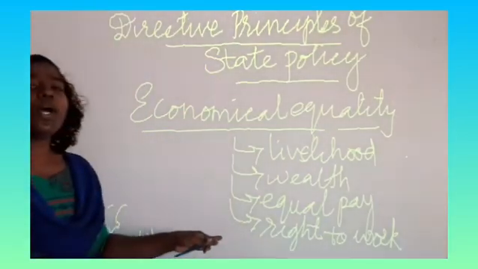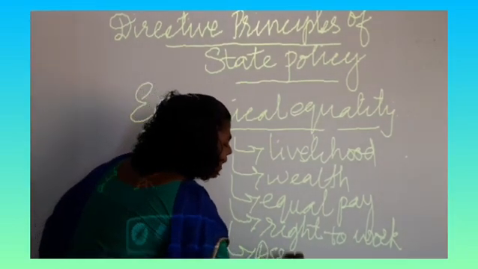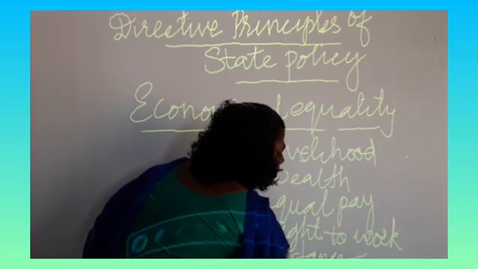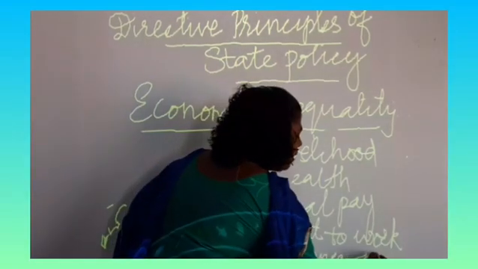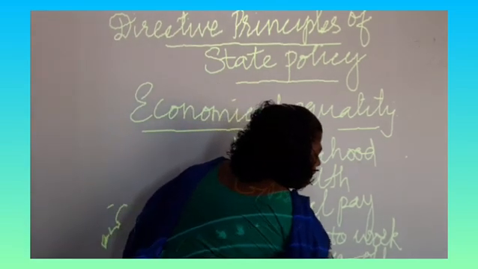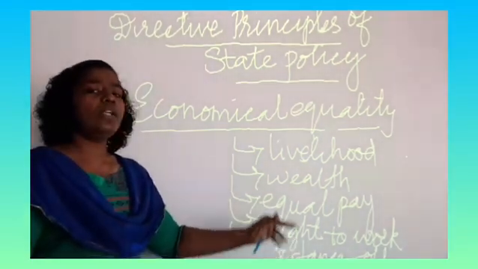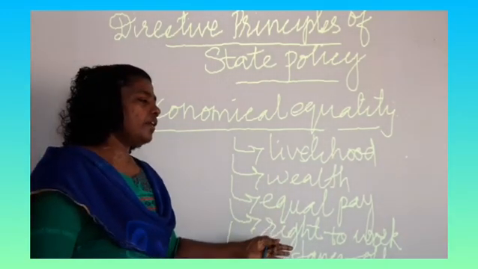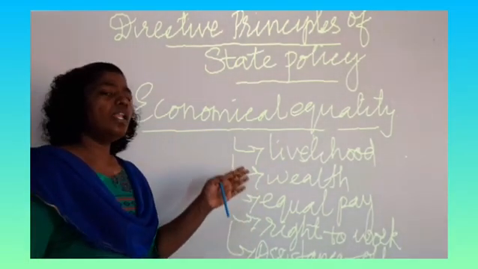And providing assistance. Who all can get assistance from the government? There are three sets of people who can get assistance. The first one is old age people, the second one is unemployed people, and the third one is disabled people. These are the people who should get assistance from the government.